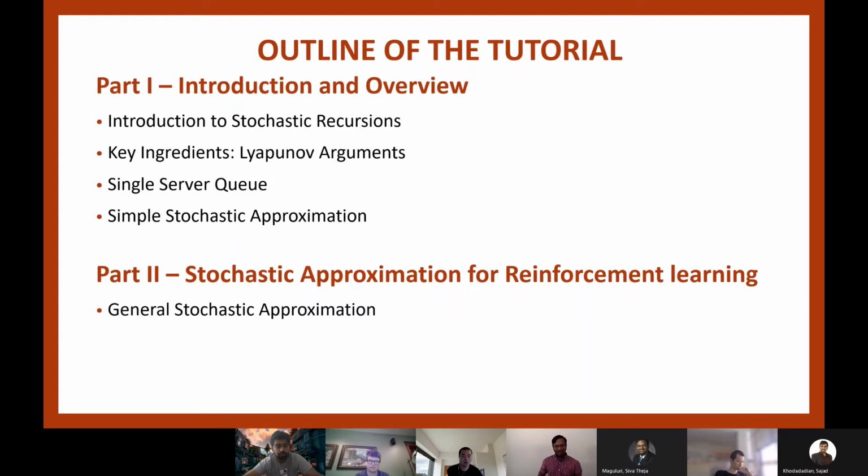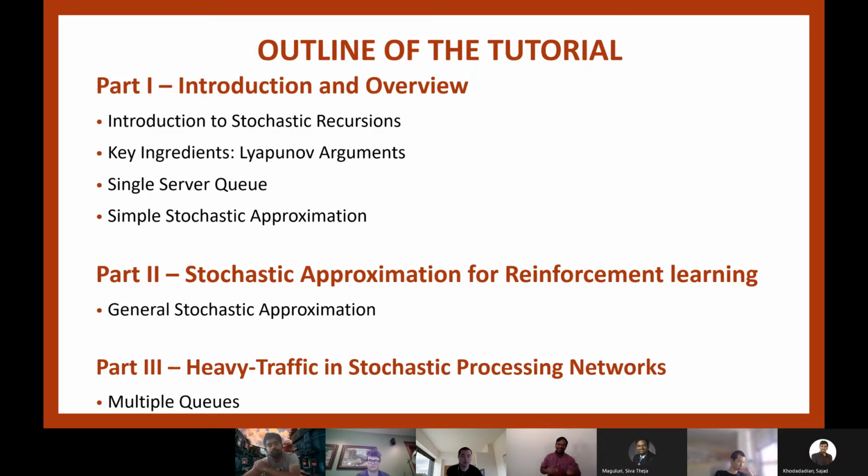Then in the remaining two parts, we'll focus on each of these applications. For example, in part 2, we'll focus on stochastic approximation with its use in reinforcement learning. And a simple stochastic approximation result that I'm going to present in the first part is not going to cut it. We need to look at more general stochastic approximation. And to do that, we'll face a challenge, and we need to overcome that by constructing a novel Lyapunov function. And Zaiwei will talk about this.